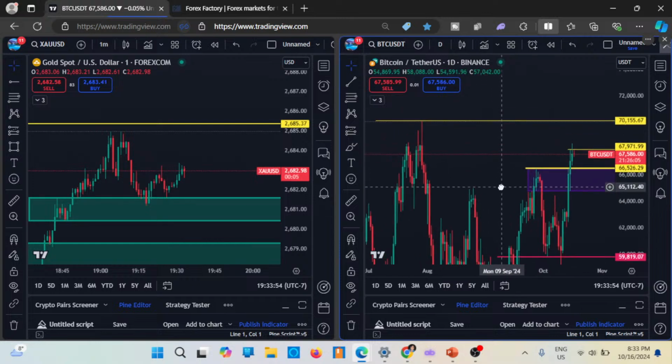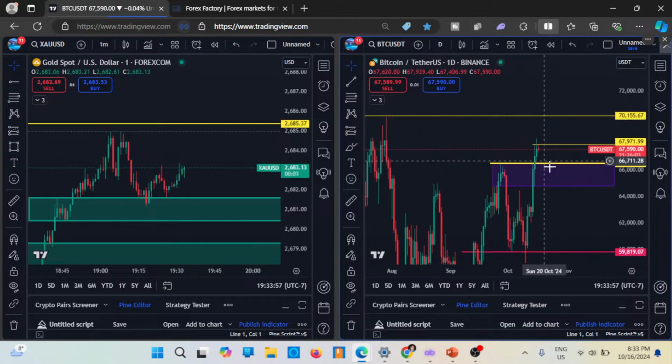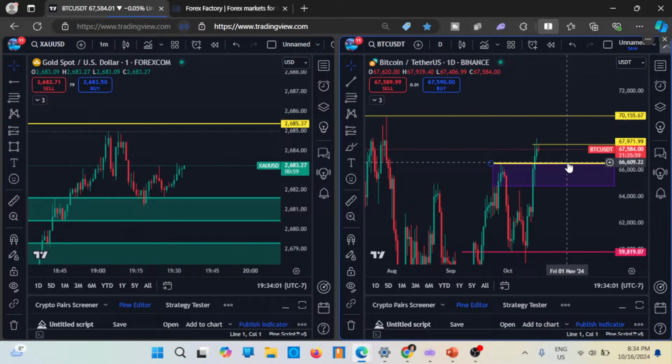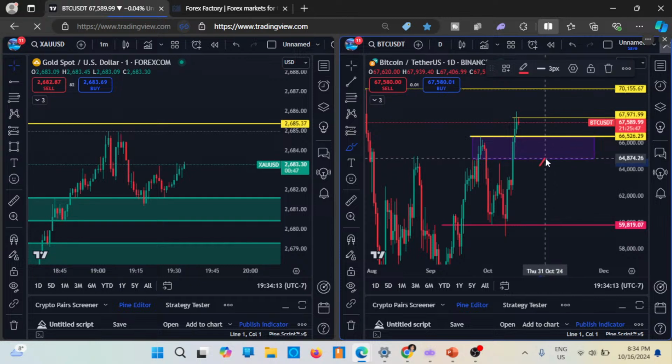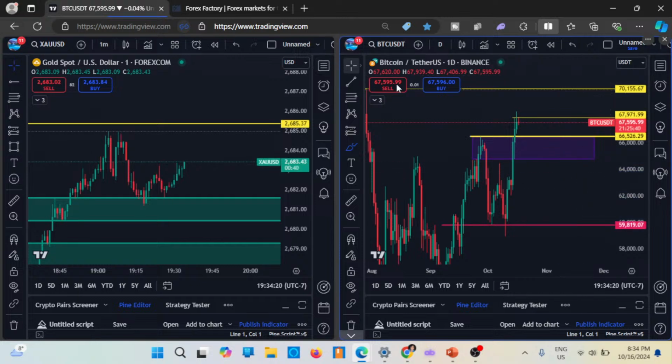So with Bitcoin, we want to look for buying opportunities, and our buying opportunity is around 66,600. For us to enter a sell, Bitcoin would have to close a 1 hour candle below 64,700 for us to start looking for selling opportunities. So that is it for Bitcoin.